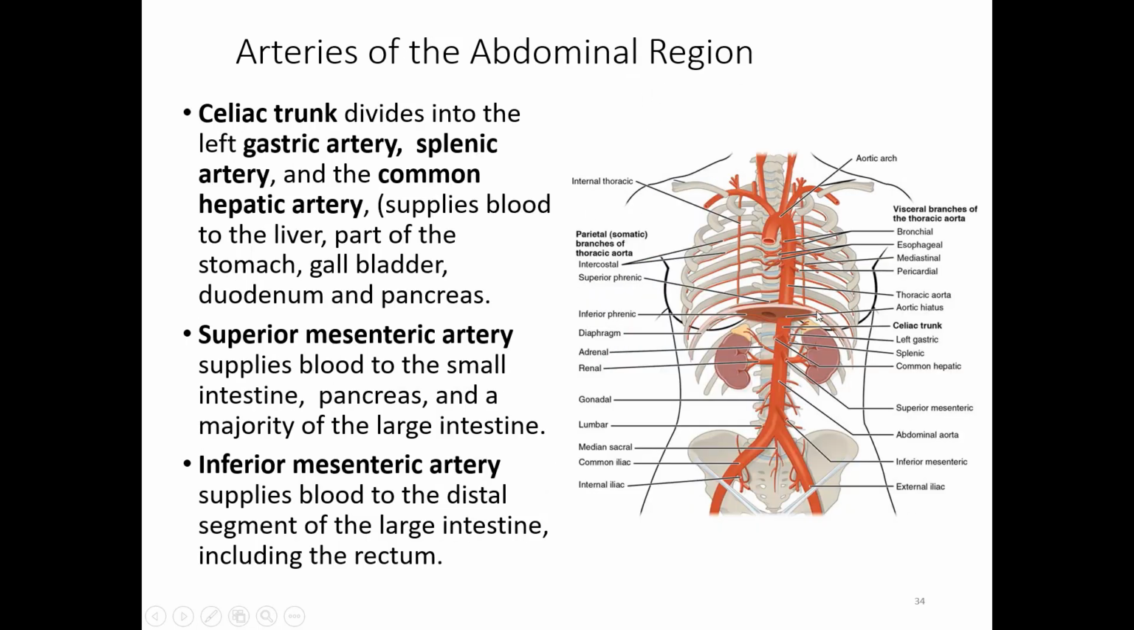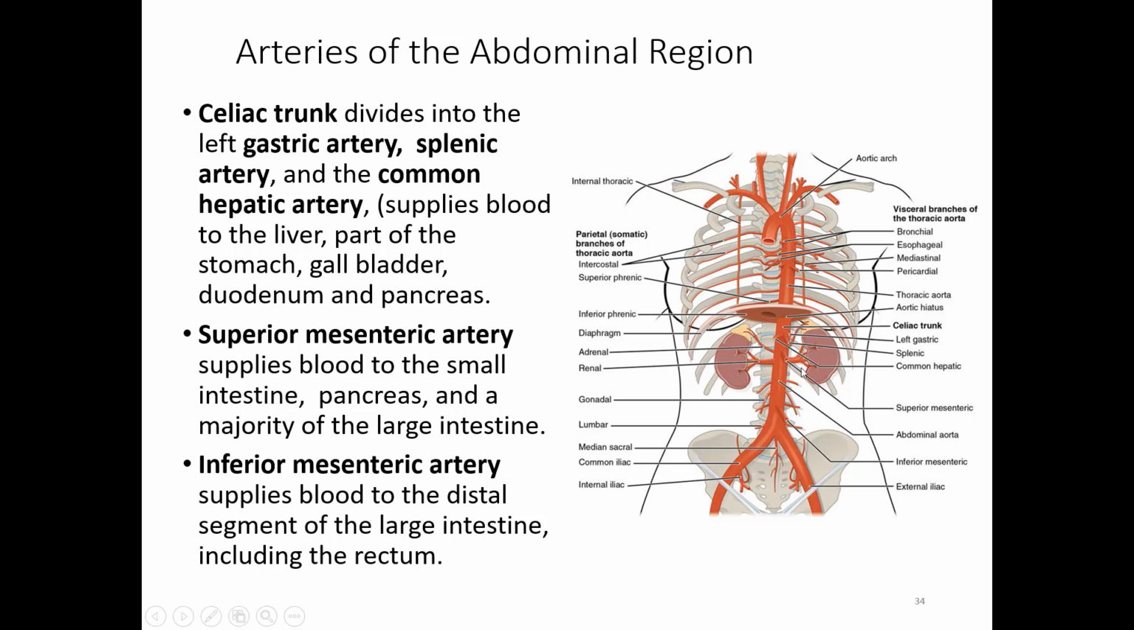As soon as aorta crosses the diaphragm and goes into the abdominal cavity, the very first large branch would be celiac trunk. The celiac trunk immediately branches into three smaller arteries. Left gastric artery going to the stomach, here it is. Then splenic artery goes to the spleen, and common hepatic artery, here it is, it goes to the right, which gives blood to the liver, some part of the stomach, gallbladder, duodenum, and pancreas.